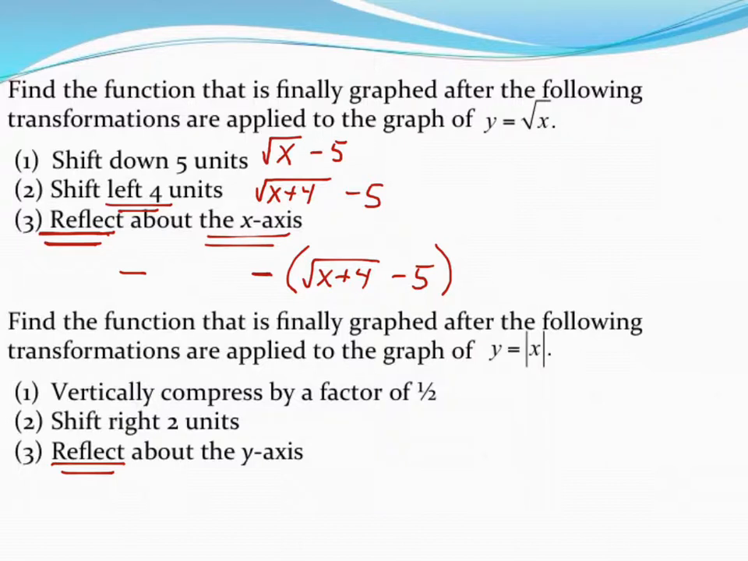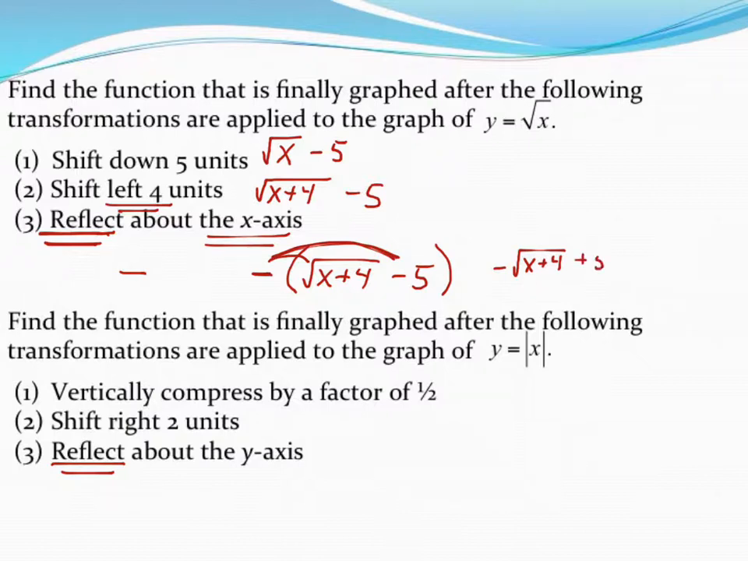Now what I probably want to do is drop the parentheses. So in other words, I'll need to distribute that negative, so it'll affect everything outside. My final answer will have a negative out front, so negative, and then square root of x plus 4. That plus 4 is inside the radical, and so that's unaffected. But then that minus 5 will change signs and actually become a plus 5.